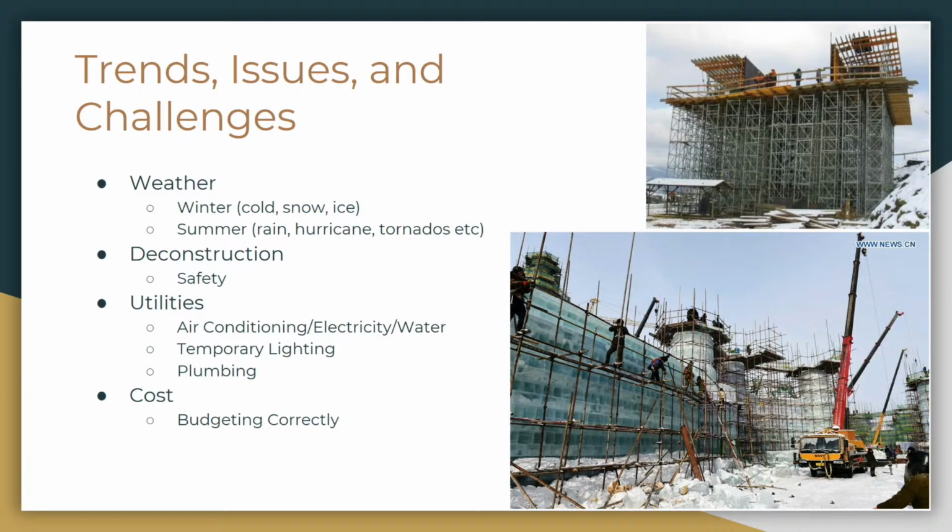The utilities and the costs for the challenges and issues in temporary construction come hand in hand, as the more utilities there are on site, the more expensive the project will be. Some utilities include air conditioning, electricity, water, temporary lighting, and plumbing. All are necessary for workers to get things done efficiently. However, there are only so many you can put on with temporary structures in a project's site plan.